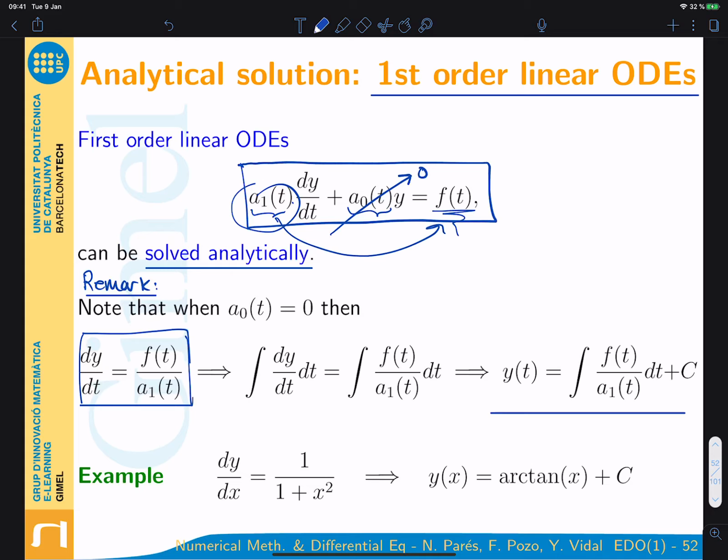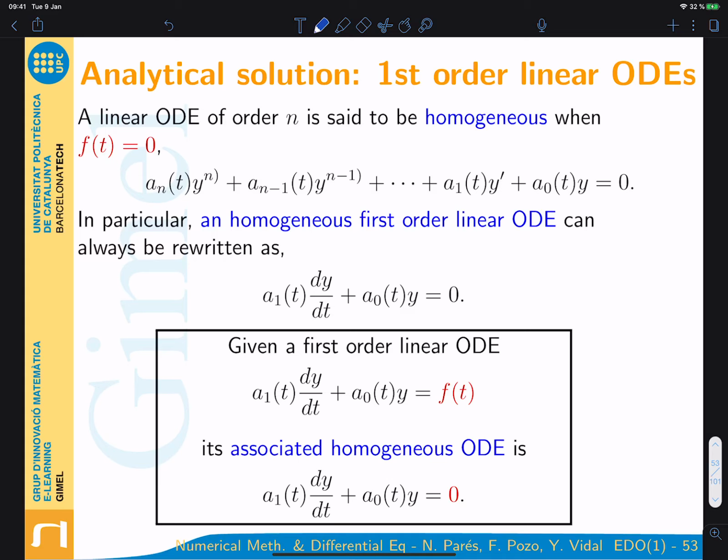But in general, of course, this term is not going to be 0, so we need to know how to solve it in that case. Okay, so here we need a definition, and the definition is what is a homogeneous differential equation. Well, for linear ODEs, we say that they are homogeneous when f of t in the right-hand side is 0. So in the previous definition, the f of t we had here is equal to 0. In that case, we say that the ODE is homogeneous. So, in particular, a homogeneous first order linear ODE can always be rewritten in this manner.